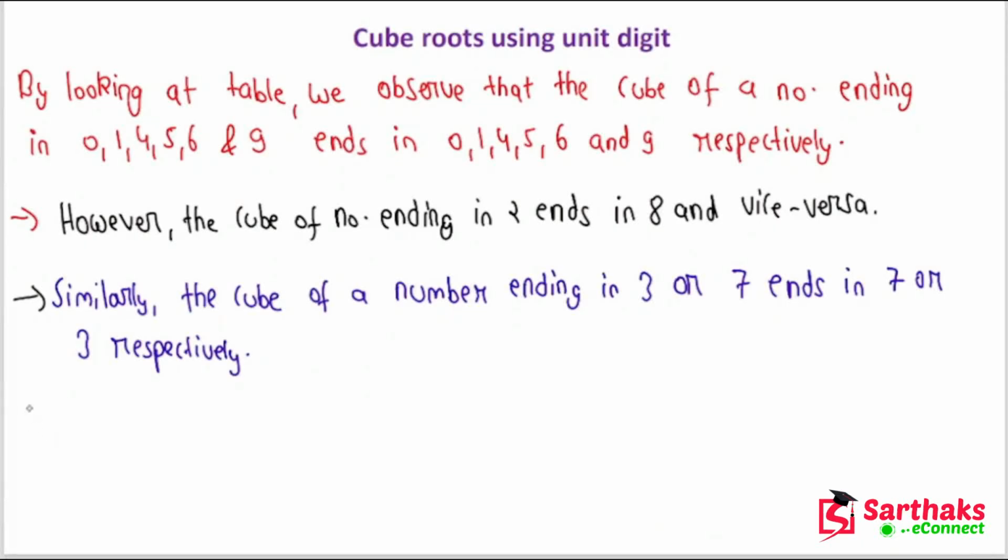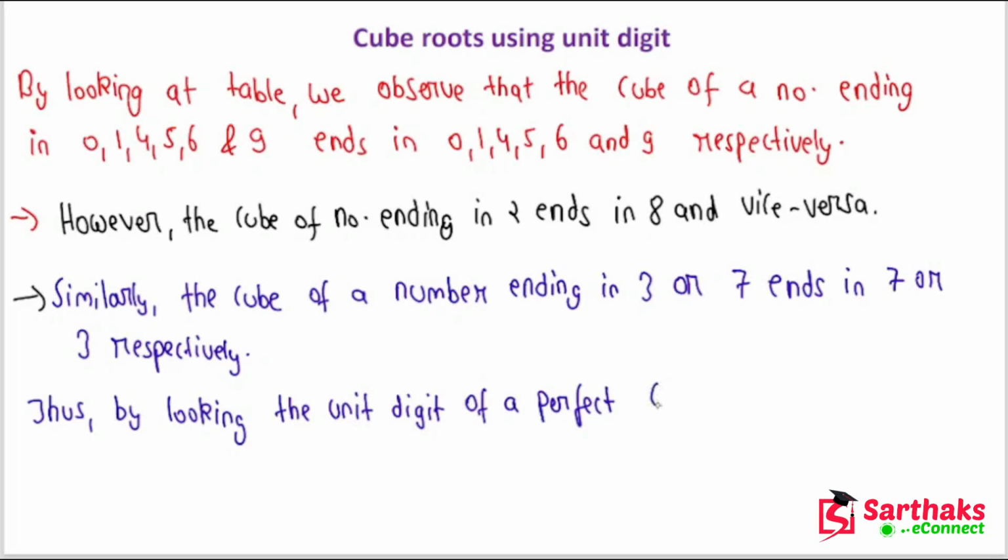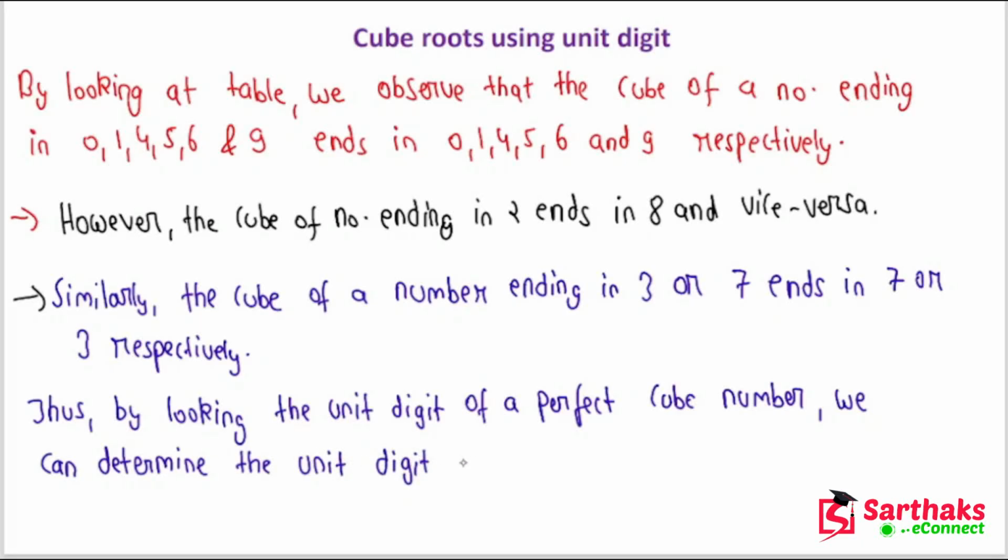Okay, so we can conclude that just by looking at the unit digit of a perfect cube number, we can determine the unit digit of its cube root.